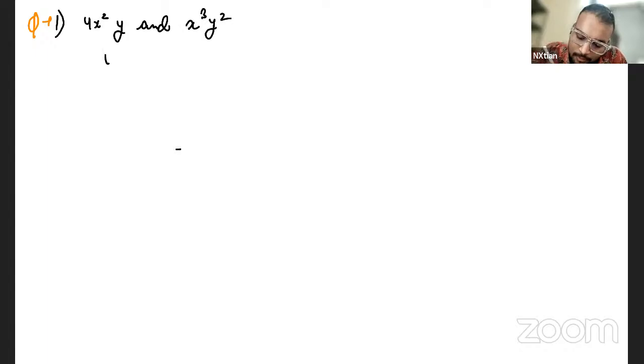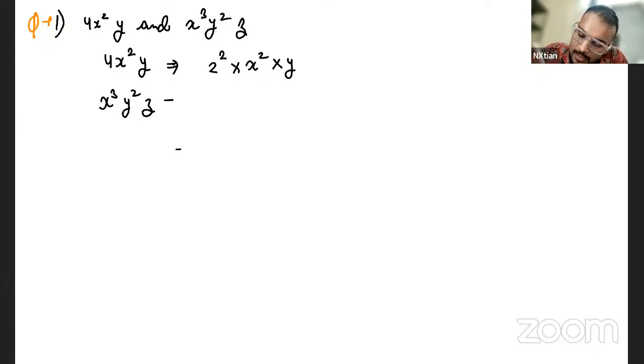Okay. Now 4x squared can be written as 2 to the power of 2 into x to the power of 2 into y, by prime factorization. The same for x cube y square, and b x to the power of 2 y to the power of 2 into b. Guys, did you understand? Did you understand?